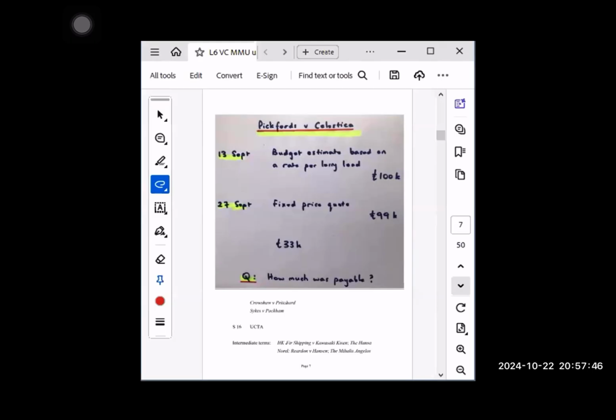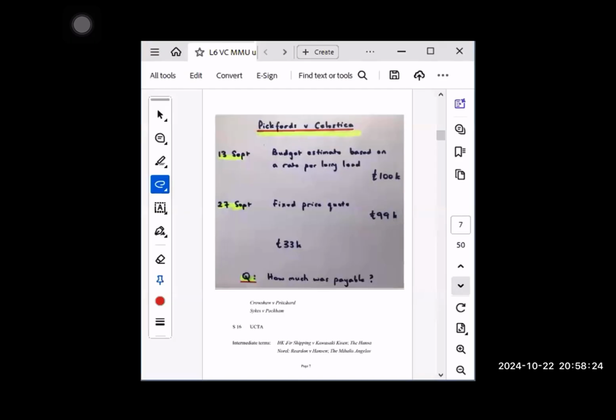The Court of Appeal said the 13th of September offer was terminated by the second offer on the 27th of September. The office's confirmation, in other words their acceptance, referred to the 13th offer, which had already been withdrawn. So the office's confirmation was in fact a counter offer, which the removal people accepted by conduct. So £33,000 was what was payable.